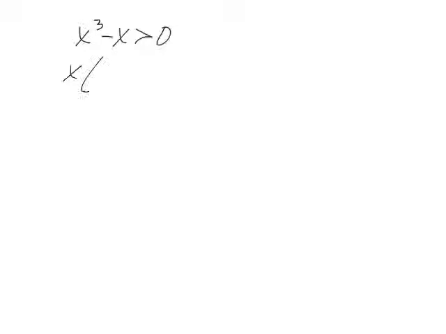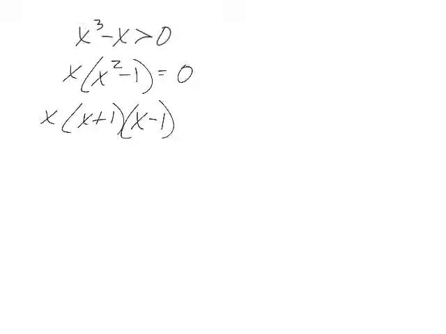Factor out an x. We've got x squared minus 1 equals 0. So again, we're making it into an equality. And then I've got the difference of two squares. So I've got x plus 1, x minus 1 equals 0. And that tells me right there that my zeros are 0, negative 1, and positive 1. So I have 3 zeros there.